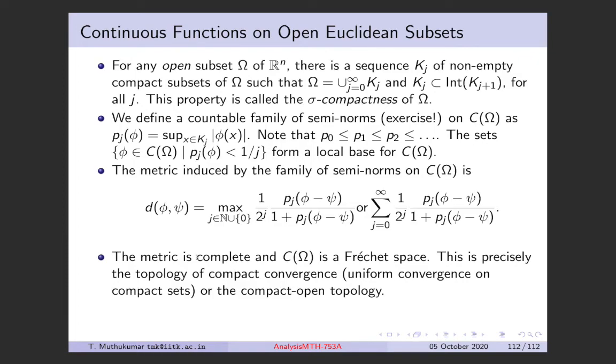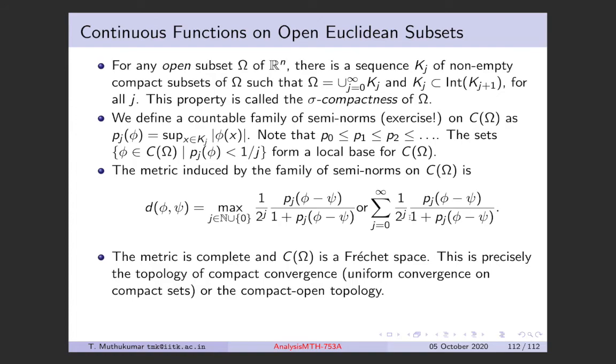We will not do it in this course, but you can do it as an exercise. You can refer to books and find exercises. Prescribing this metric on the space of continuous functions on omega, C of omega, one can show that this metric is complete, and this is actually a Frechet space. C of omega is a Frechet space.